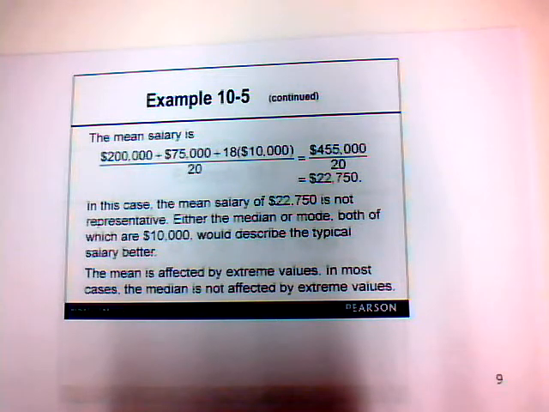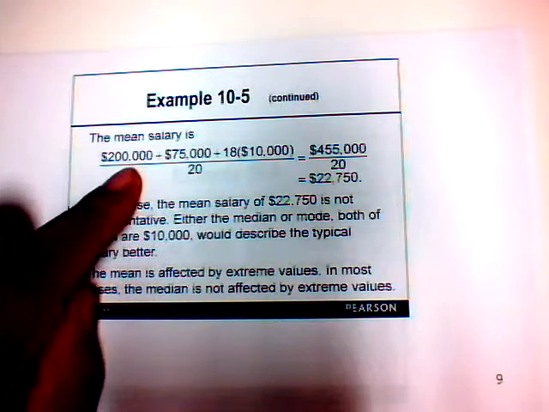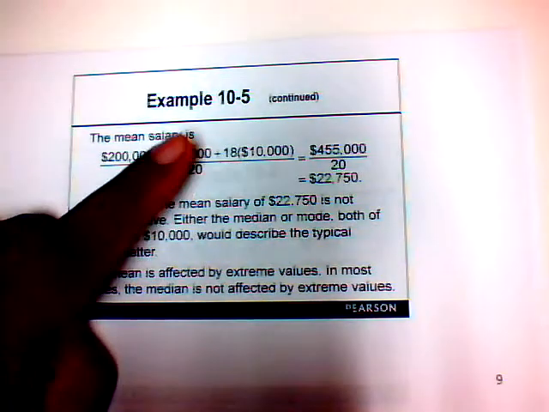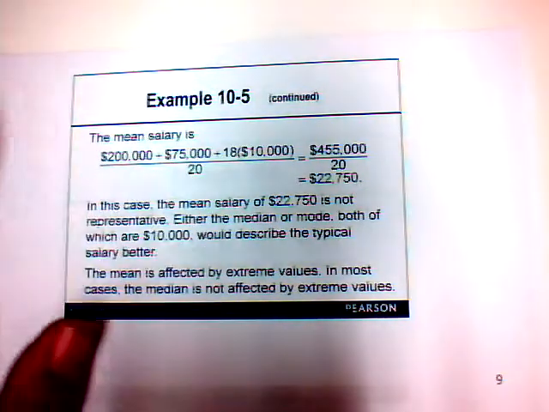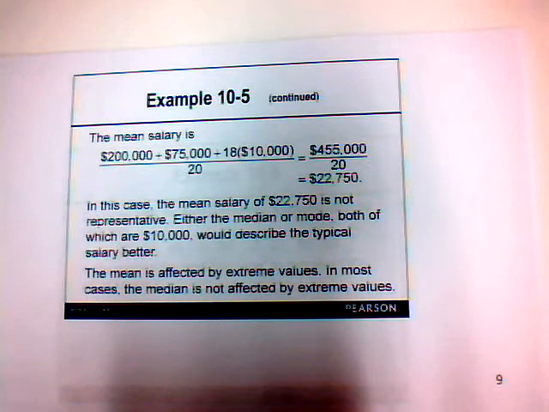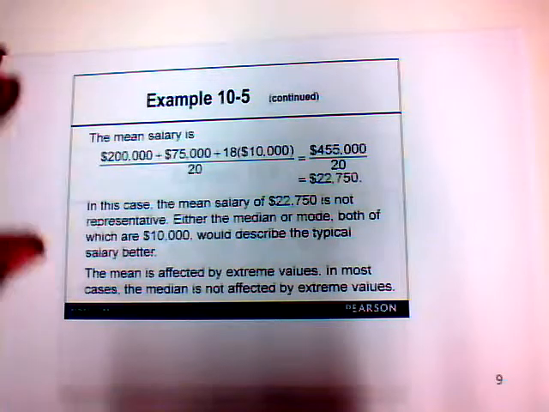And the reason why it's not representative is because you got the president making $200,000 and a vice president making $75,000. Those data values are pretty much far away from the $10,000 that the 18 employees make. So you'll be better off using the median or the mode for this particular situation. Here, the mean is affected by extreme values. In most cases, the median is not affected by extreme values.